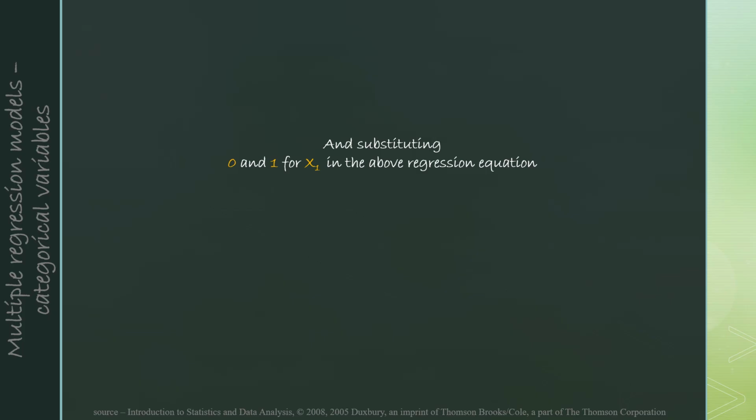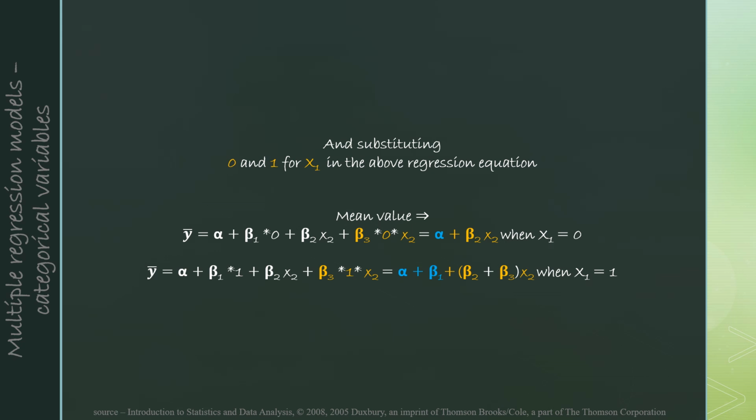And substituting 0 and 1 for x1 in the above regression equation, we have mean value y bar equals alpha plus beta 1 multiplied by 0 plus beta 2 multiplied by x2 plus beta 3 multiplied by 0 multiplied by x2, which equals alpha plus beta 2 multiplied by x2, where x1 equals 0, and y bar equals alpha plus beta 1 multiplied by 1 plus beta 2 multiplied by x2 plus beta 3 multiplied by 1 multiplied by x2, which equals alpha plus beta 1 plus beta 2 plus beta 3 multiplied by x2, where x1 equals 1.